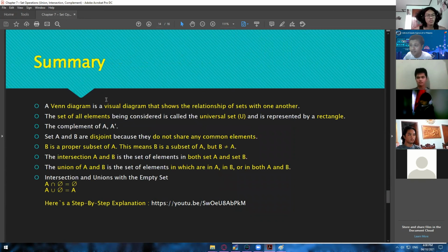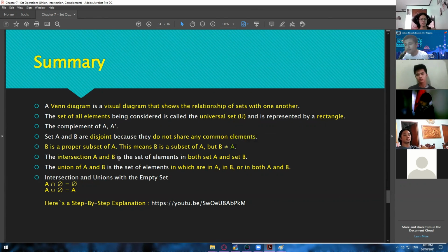Okay, so a Venn diagram is a visual diagram that shows the relationship of sets with one another. And then the set of all elements being considered is called the universal set, represented by big letter U. Yeah, it's represented by a rectangle. Okay, so the complement of A is, of course, A complement. And then the sets A and B are disjoint because they do not share any common elements. And B is a proper subset of A. So this means that B is a subset of A, but B is not equal to A. So meaning this A has more elements maybe than our B.